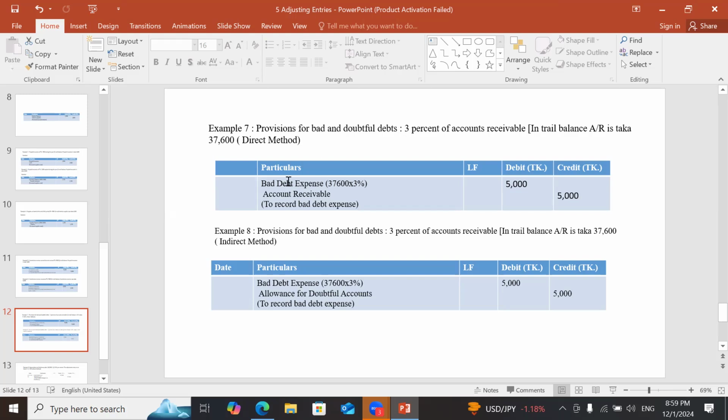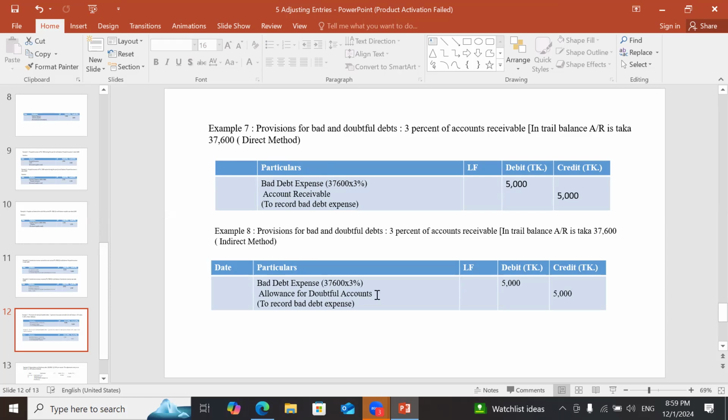So bad debt expense debit and account receivable credit, because asset decreases. This portion you will not get in future, so it is ultimately a loss: bad debt expense debit, and loss from account receivable. So this is the direct method, account receivable. And indirect method, bad debt expense debit and allowance for doubtful account credit.